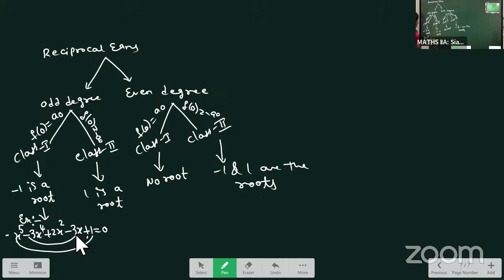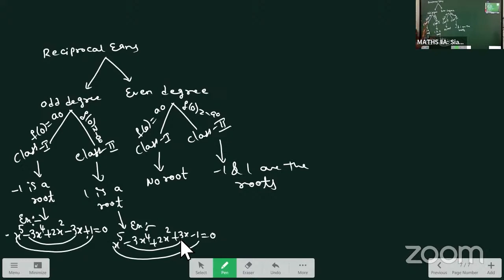Then if it is class 2, example for class 2, same equation let me write. X to the power 5 minus 3x to the power 4 plus 2x square plus 3x minus 1 is equals to 0. You might have observed coefficient of x power 5 is 1 and constant is minus 1, opposite sign. In the same way, second highest power coefficient is minus 3 and x coefficient is plus 3. Numerically it is same but opposite sign. That is why we call it is what? Class 2. So whenever such kind of equation is there, directly you can go for 1 is the root.